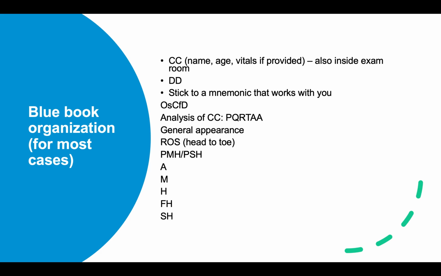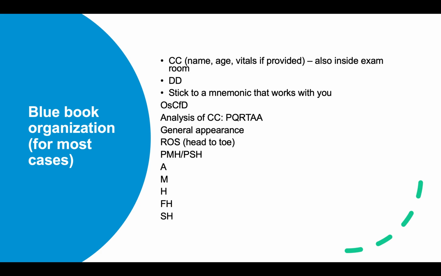So organization of the blue book, you can start off with the chief complaint, which is written at the front door, the name of the patient, age, vitals if provided. If you don't have time to write that, it's also provided inside the examination room. And make sure that you write your differential diagnosis, at least 5, to be able to ask about those in your associated symptoms. And pick a mnemonic that works with you.